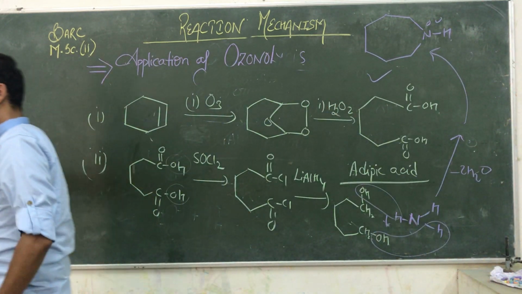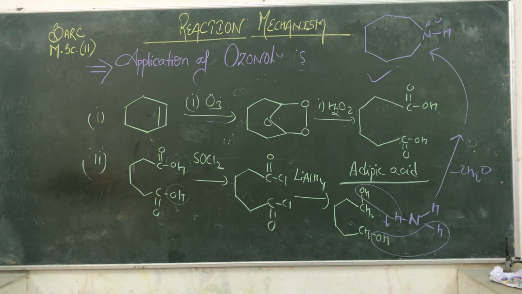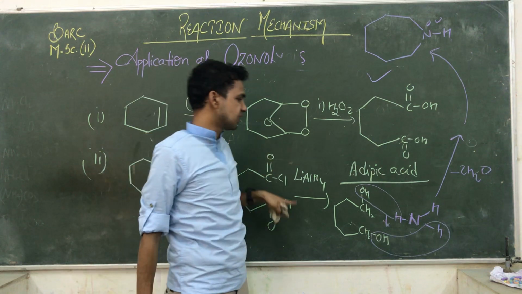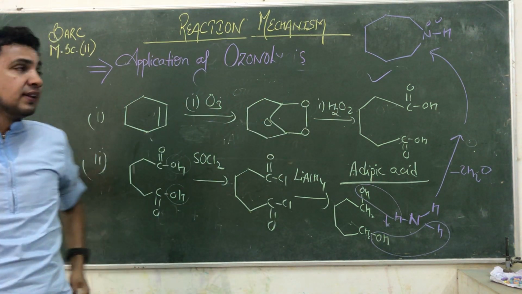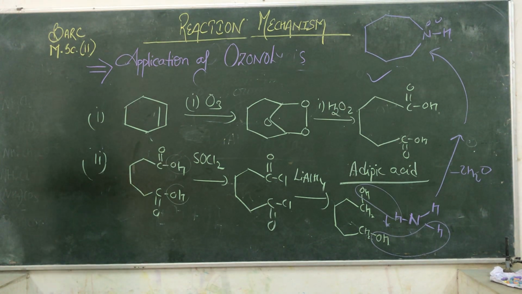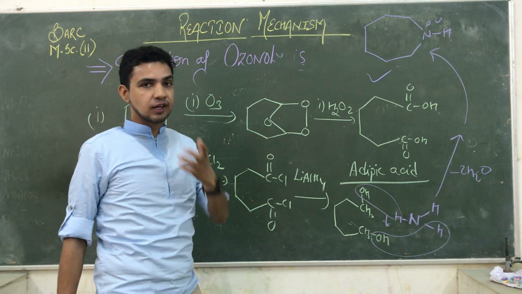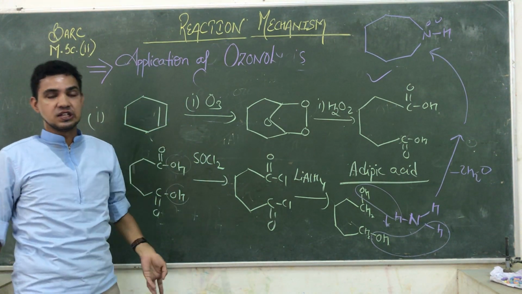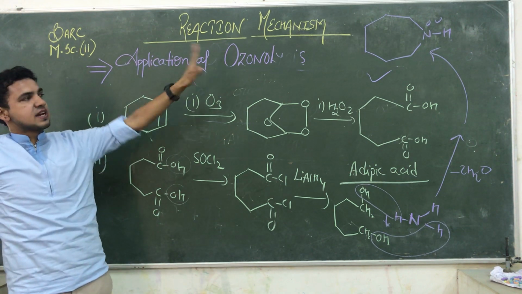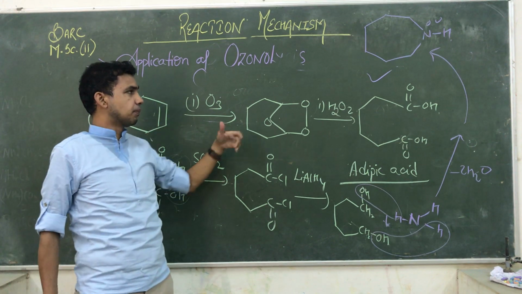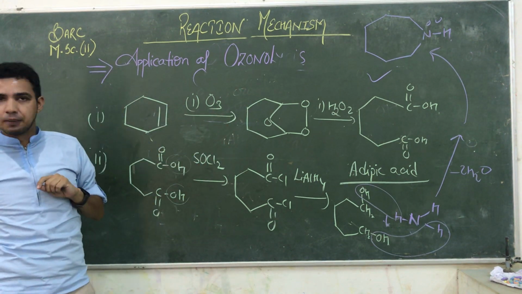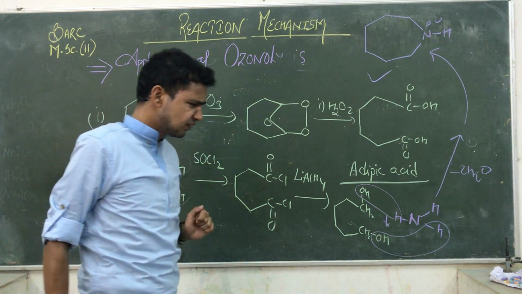So it is not only able to synthesize adipic acid, or to convert this compound into an acid, but it is also capable of converting a compound into a heterocyclic ring. That is, a heterocyclic compound having a nitrogen and behaving like a good base, as well as a nucleophile. So that is the first application of ozonolysis, in which we convert a compound into a heterocyclic compound. Okay. That is the first way.